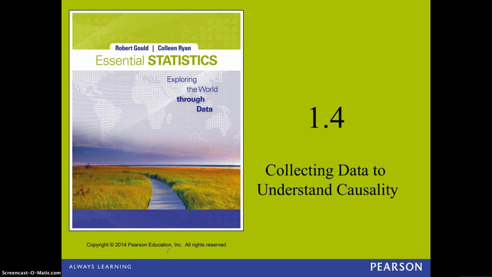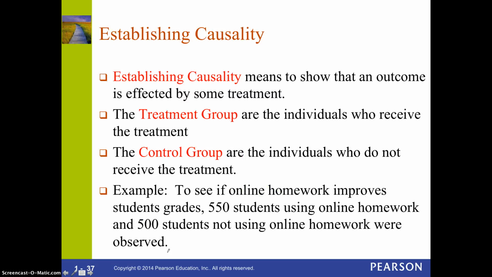Section 1.4, we're going to talk about collecting data. So we've done a little bit about how to organize some data, but now we're going to talk about how we can collect it. Okay, so first is talk about causality. Okay, so to establish causality, you need to show that an outcome is affected by some treatment.